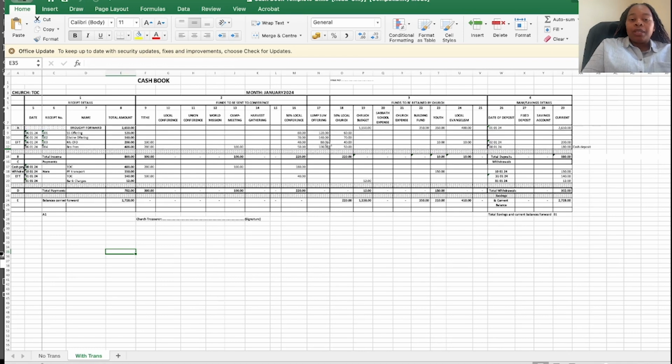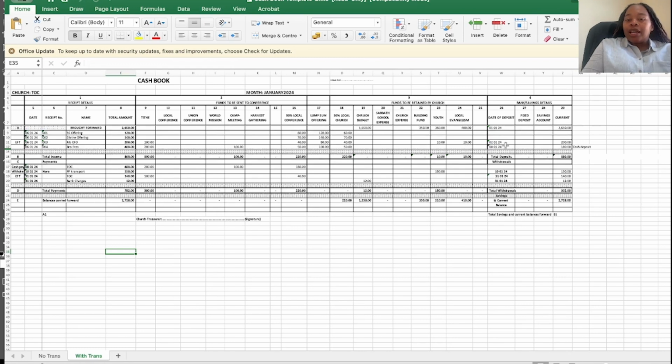There we go. Lump sum offering is 50% local church, 50% local conference. And then 10 Rand is youth. And then 10 Rand is local evangelism. That makes a total of 200 Rand. Now, the money didn't come to us as cash. It went to the bank. We got the proof of payment and the breakdown.